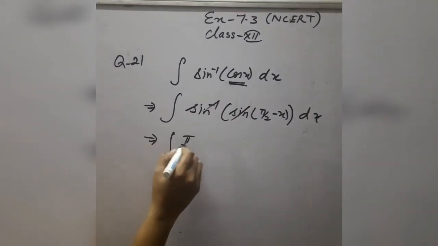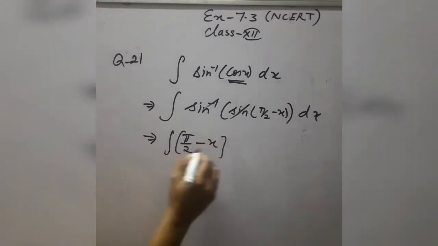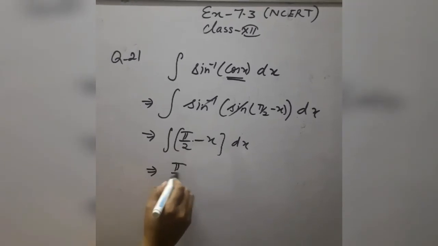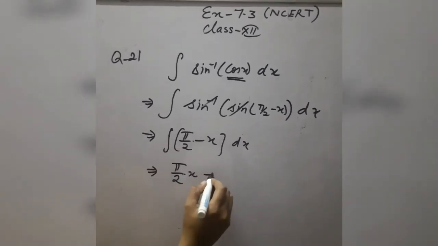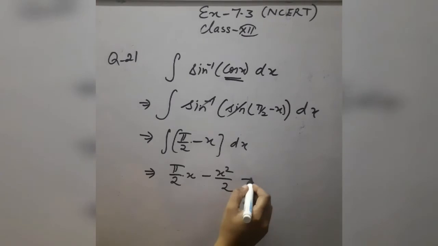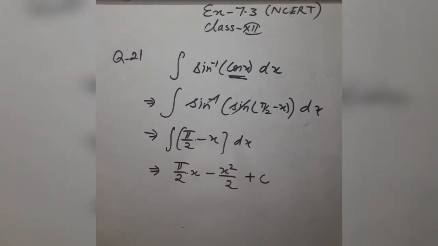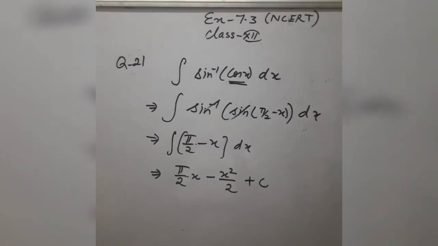So it becomes pi by 2 minus x, and pi by 2 is a constant term. So integration of pi by 2 with respect to x is pi by 2 into x. Integration of x with respect to x is x square by 2 plus integration constant c. So this is the integration.